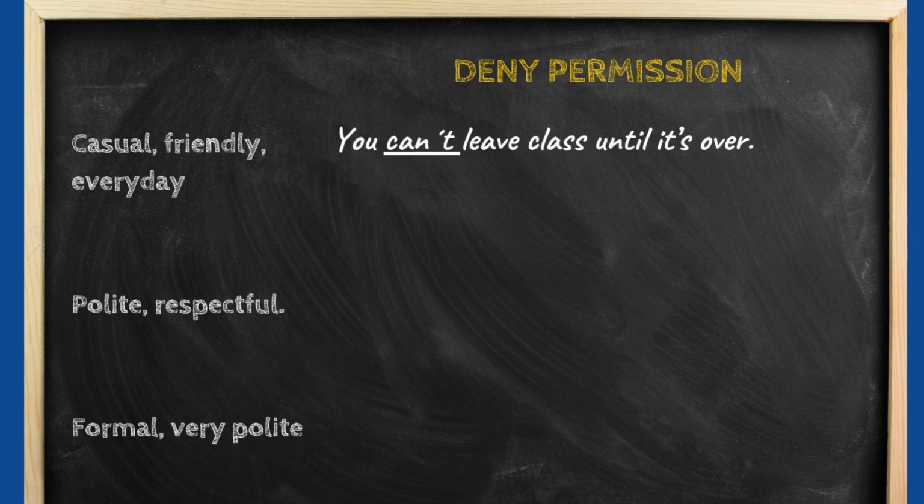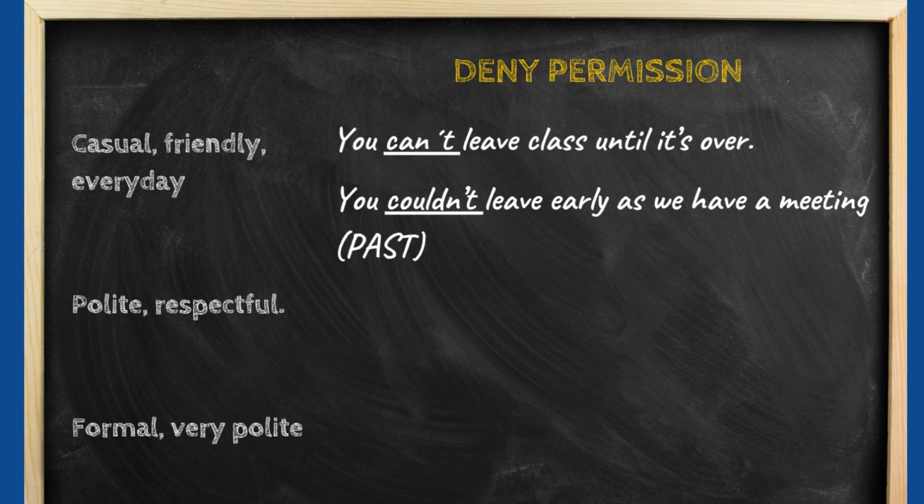To deny permission, we use a negative sentence. Remember, to form a negative sentence, you don't need extra words like do or did, just add not after the modal verb. For example, you can't leave class until it's over. Notice that we use couldn't when referring to past situations to express that permission was denied in the past. For example, you couldn't leave early today as we have a meeting.